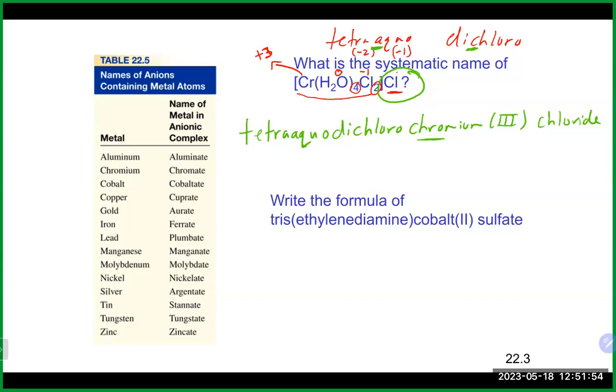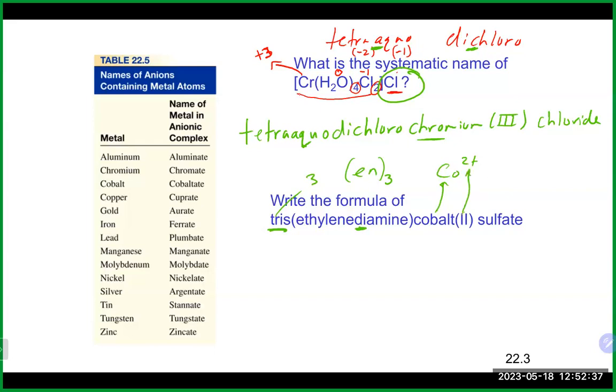Now, looking at the second one, we want to write its formula. So we have tris ethylenediamine. And as I was mentioning earlier, the reason they do use tris here is because in the actual name of the ligand, there is a prefix. So that's the di prefix. That is why they're using the tris here, because the actual ligand itself has a prefix in its name. But regardless, tris means 3, and that ethylenediamine is the en, and you can just do that if you like. Cobalt has a +2 charge in this case, I think it is, because of the Roman numeral.